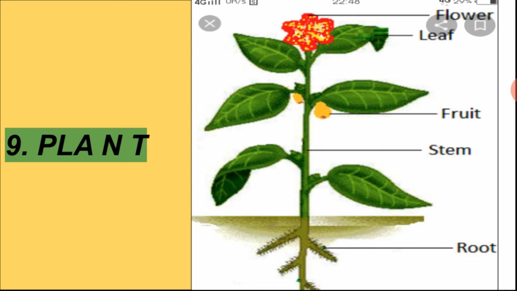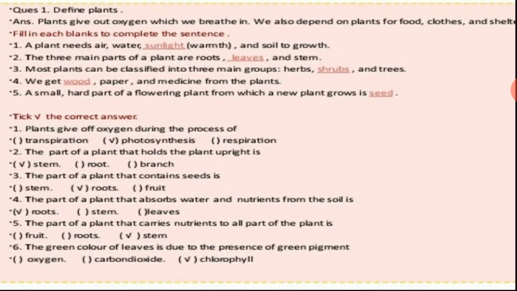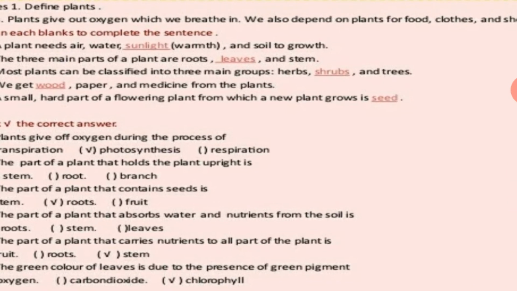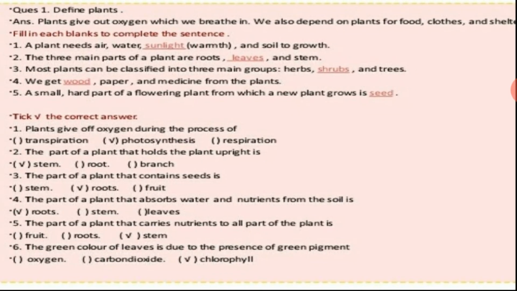In this lesson, some questions are related to plants. Let's see the questions. First question: define plants. Plants give out oxygen which we breathe in. We also depend on plants for food, clothes and shelter.